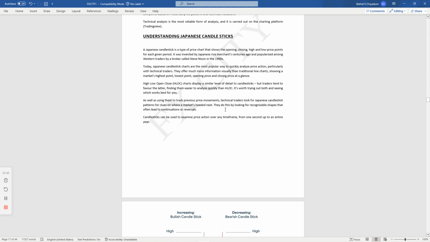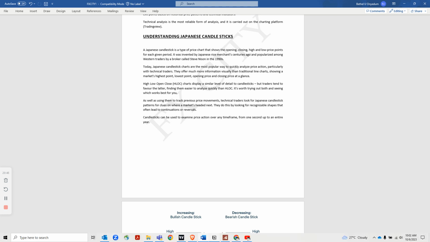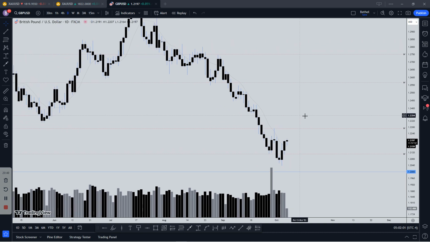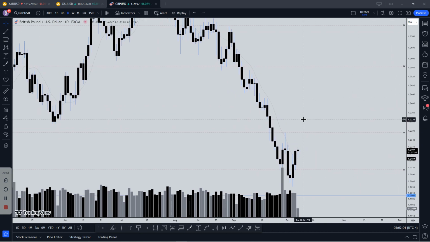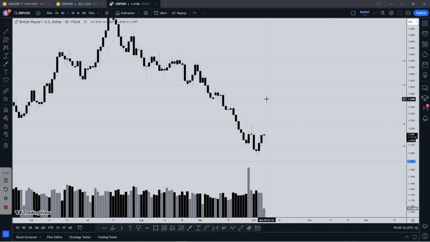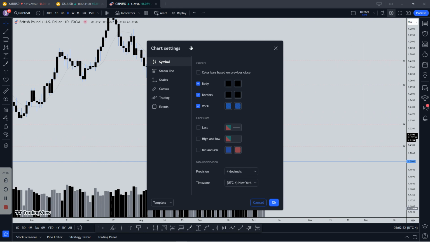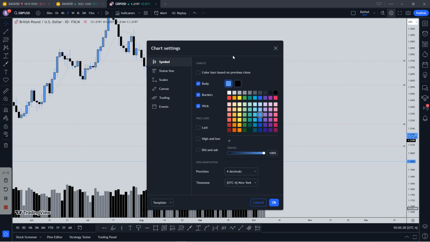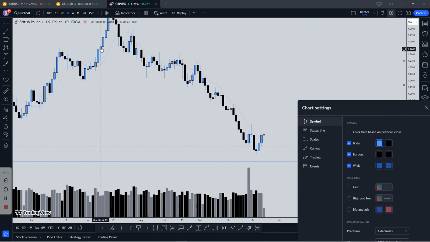So moving on to the next topic, understanding the Japanese candlesticks. These Japanese candlesticks are the holy grail of forex trading, of fundamental and technical analysis. All these black things here are actually Japanese candlesticks. I set my own color; you can change it to any color you want. Let's say I change this to blue. Then any blue candle means candles that are going up, any black one going down.